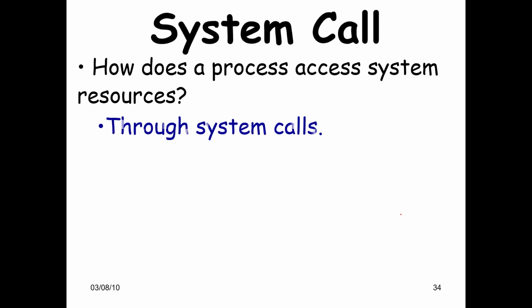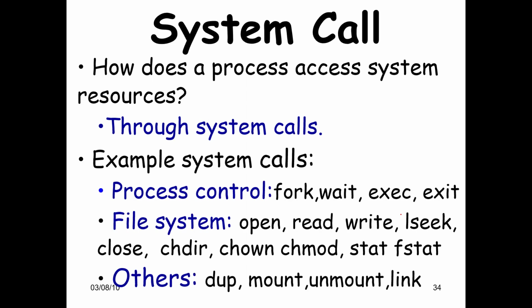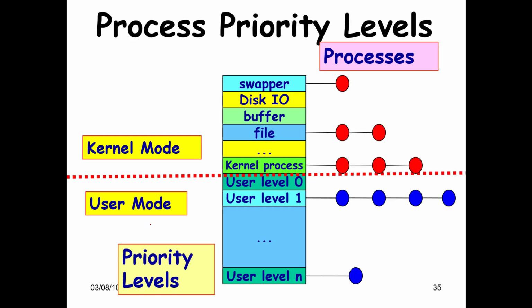So how does a process access system resources? Well, this is through system calls. This we know. So we have process control system calls, file system calls, and of course other specialized kinds of system calls. Any traditional course on operating systems would deal with it, so we are deliberately not getting into the details of this process.